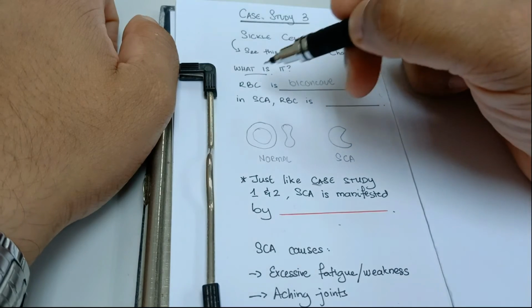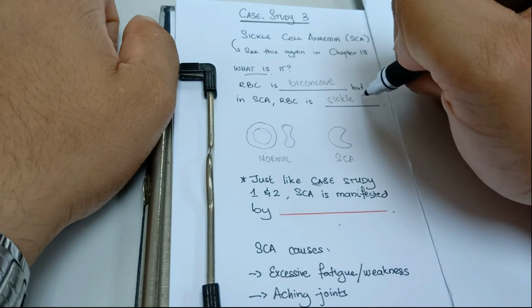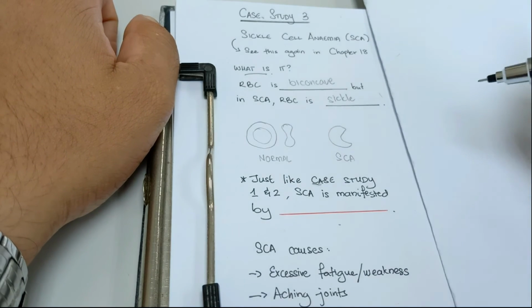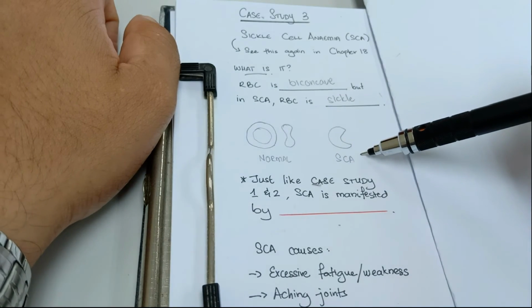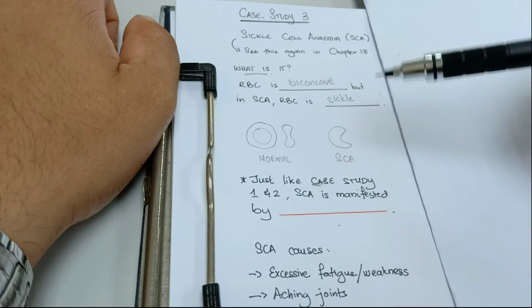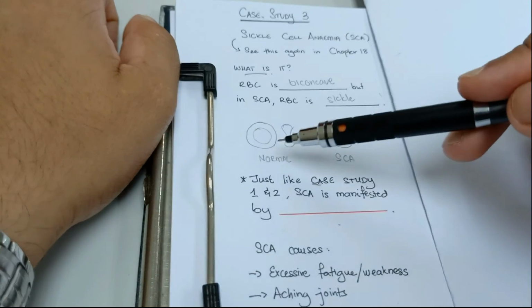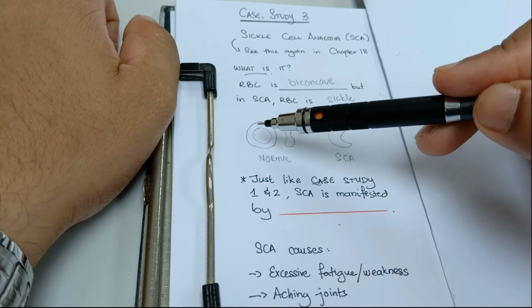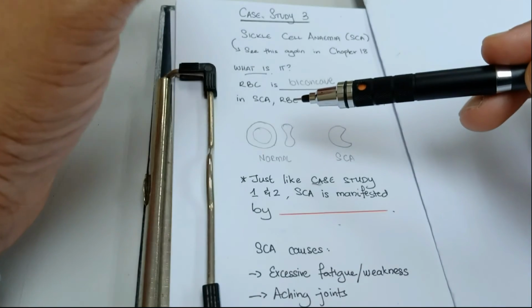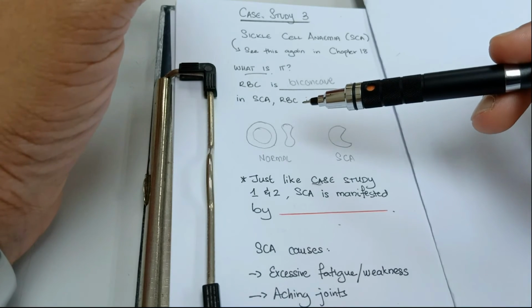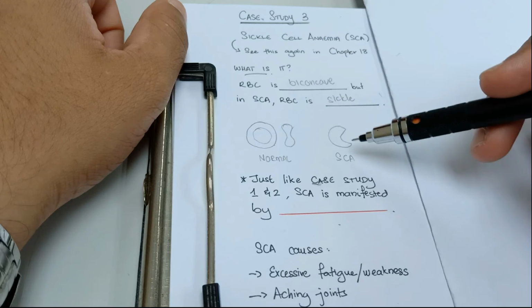Okay, but in sickle cell anemia, the red blood cell is sickle shaped. Now I've drawn for you the normal red blood cell and also the sickle cell anemia which is afflicted. So in normal ones, it is biconcave in shape. It looks almost like a donut, albeit the hole in the middle part of the normal red blood cell is very thin, so it looks like a hole. For sickle cell anemia, it's not like that. It looks exactly like a sickle.